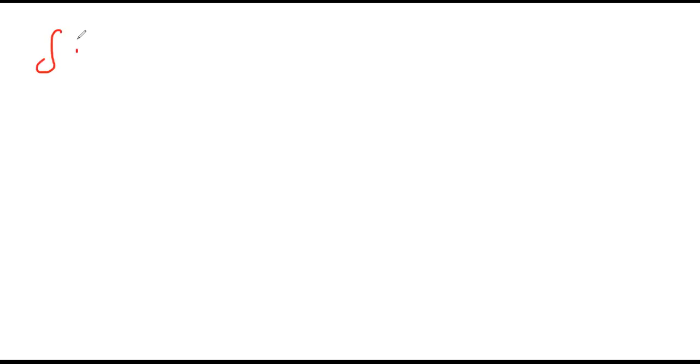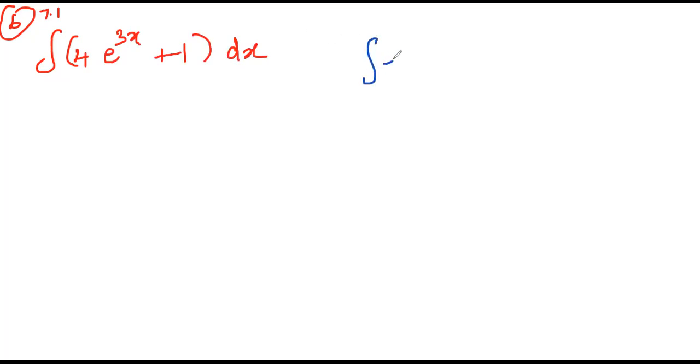All right. So now we have to solve this one, which is question number 6 from the exercise 7.1. It is 4 times of e raised to the power 3x plus 1 dx. I'll give you the integrals first. Integration of e raised to the power nx is e raised to the power nx upon n plus c.